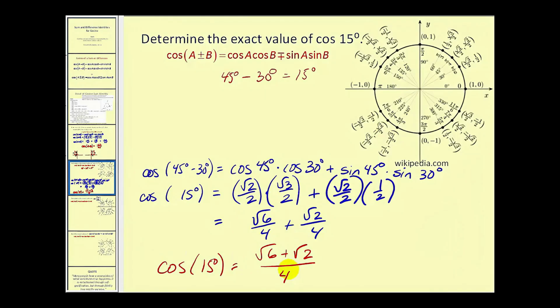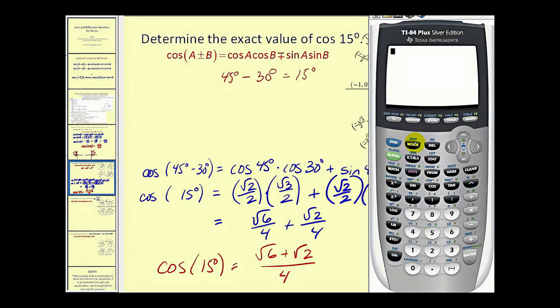Now we can check this on our graphing calculators in decimal form. Let's go ahead and do that. First, let's check to make sure we're in degree mode. Press enter. Go back to the home screen, and we'll type in cosine 15 degrees, and then we'll compare this to what we found to be the exact value. And this verifies our work.